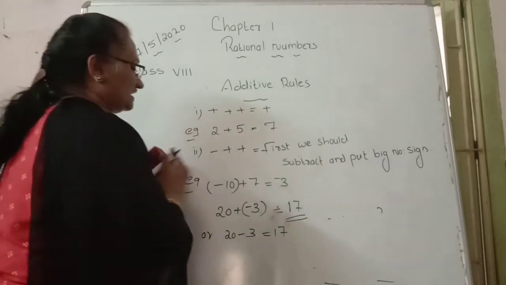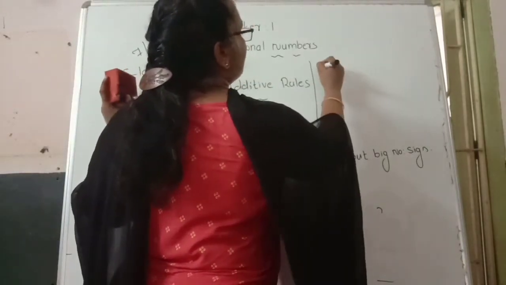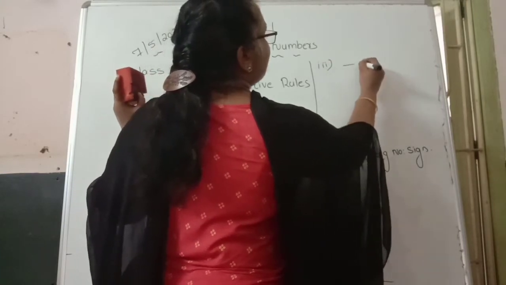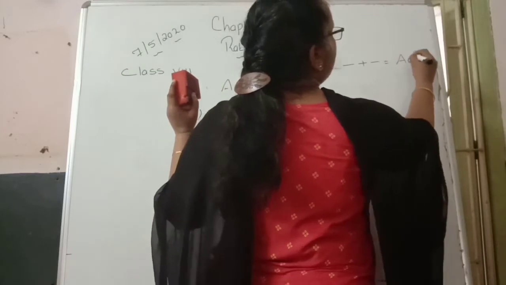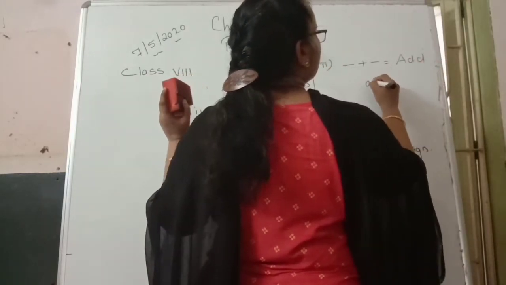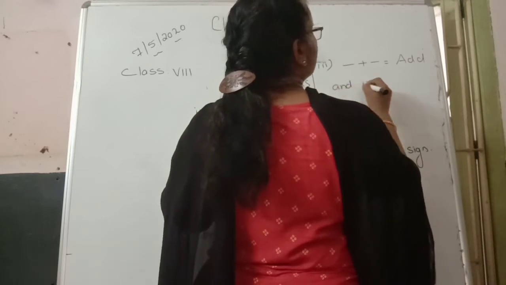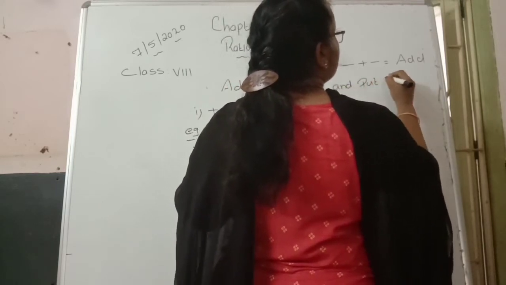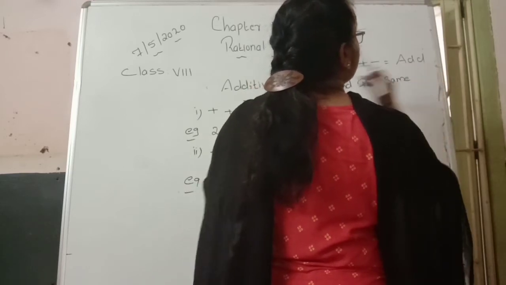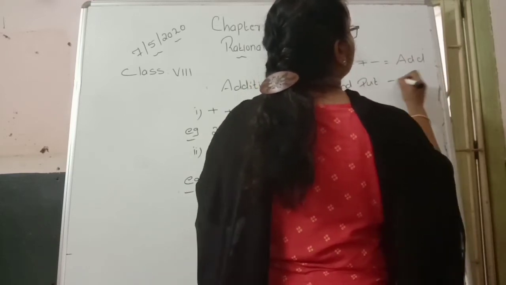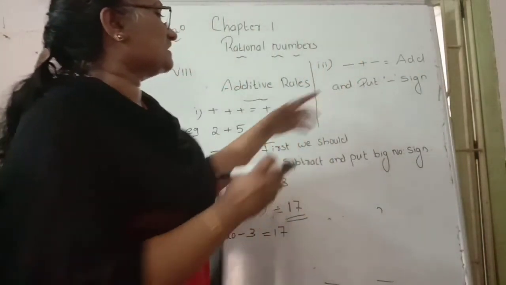The next, third rule says that both are negative numbers. At that time first we add the numbers and put the same sign. That means minus, the same sign. Put the minus sign.